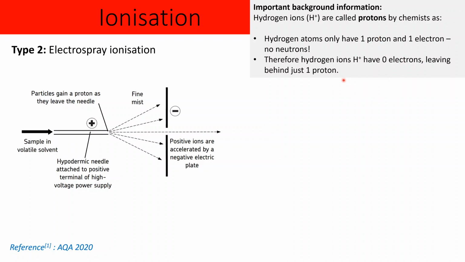If you remove an electron from a hydrogen atom, you've simply got a proton. So a hydrogen ion and a proton are exactly the same thing. Right, back to electrospray ionisation.